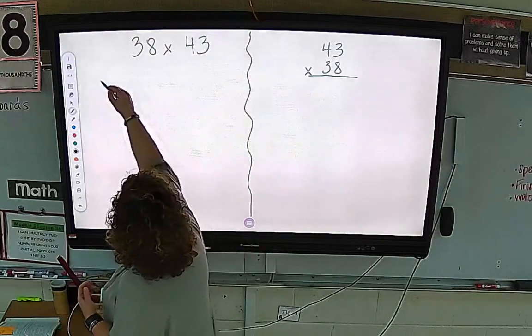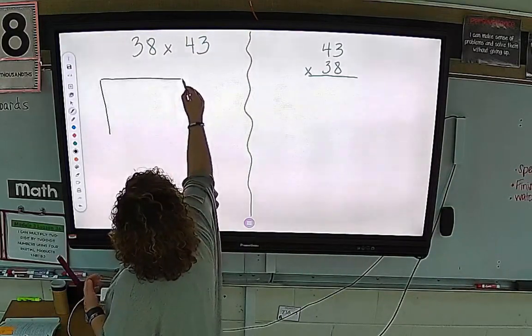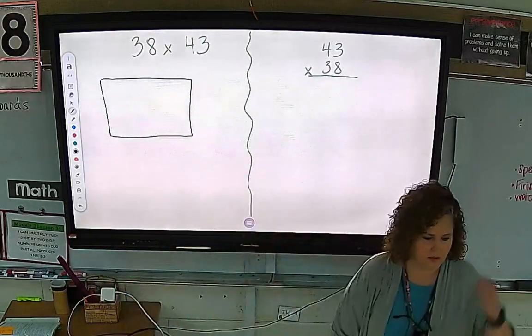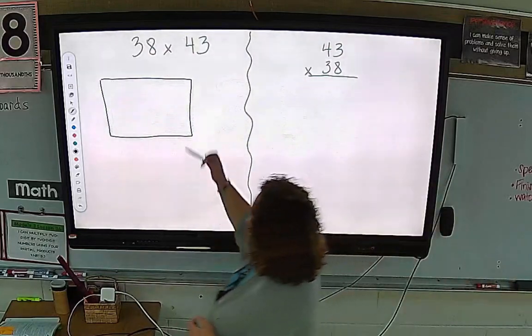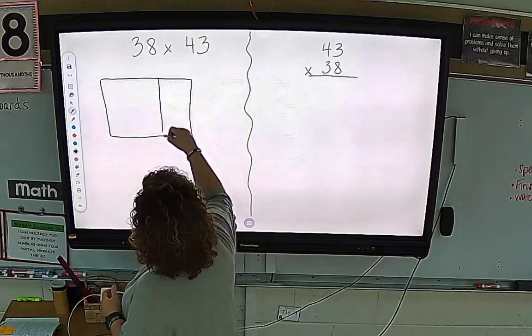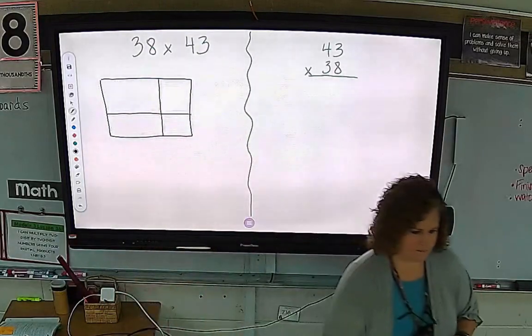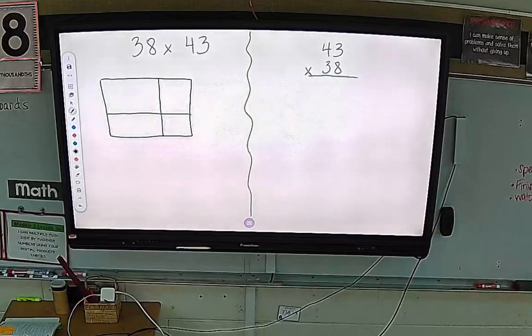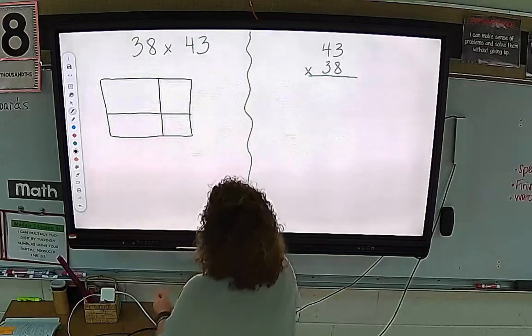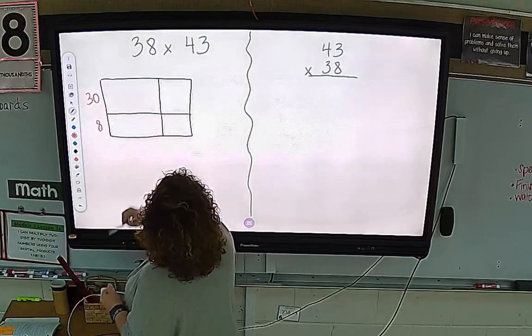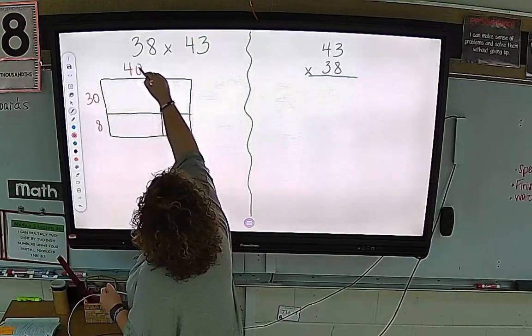Alright, let's start over here. Draw your rectangle large enough, but you got to have some room on the side. Remember that. And we're going to cut it one time this way, and we're going to cut it one time this way. We're going to put each number on one of the sides. We're going to put 30 and 8. And we're going to put 40 and 3.